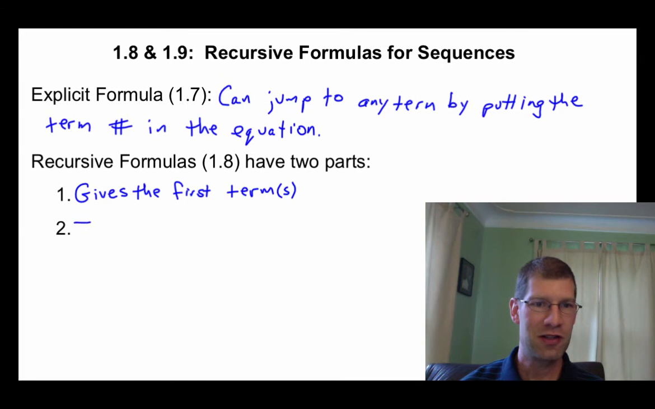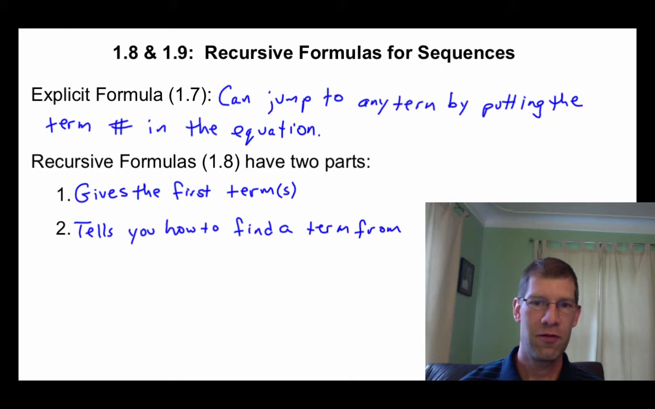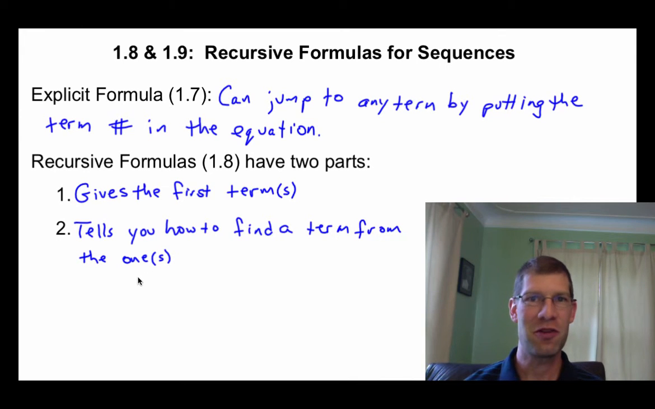So the second part tells you how to find a term. Typically it's going to be the one before it. But I'm going to put the little s in parentheses because in Fibonacci's and some other rare ones you need to have more than one term. So it tells you how to find a term from the one or the ones before it.